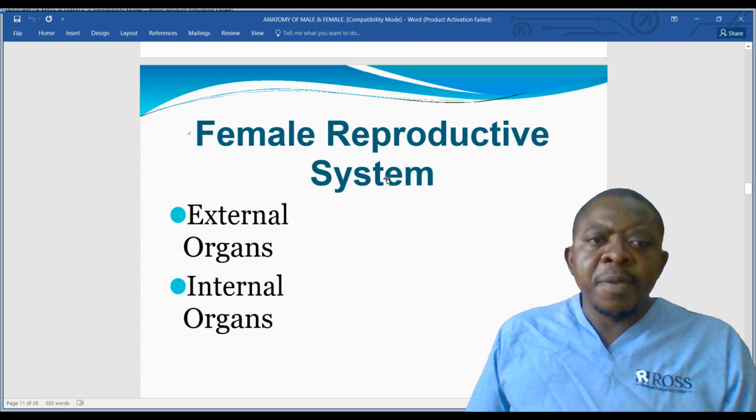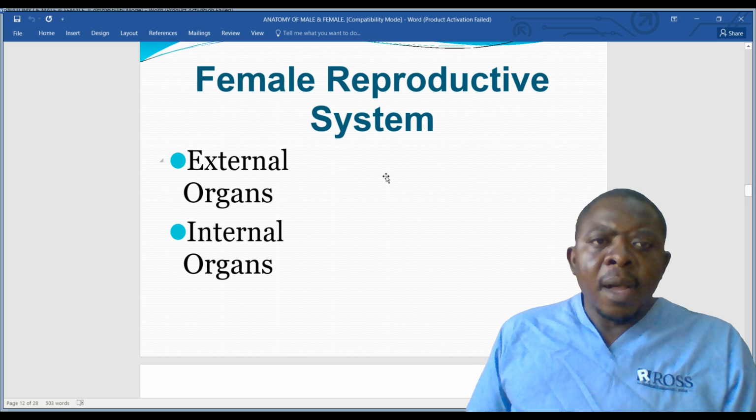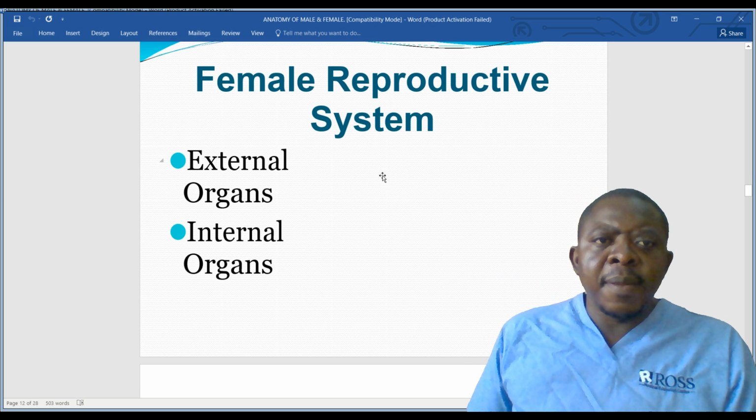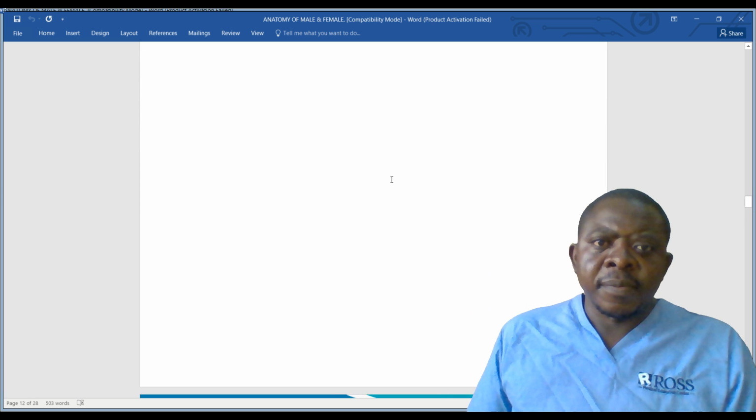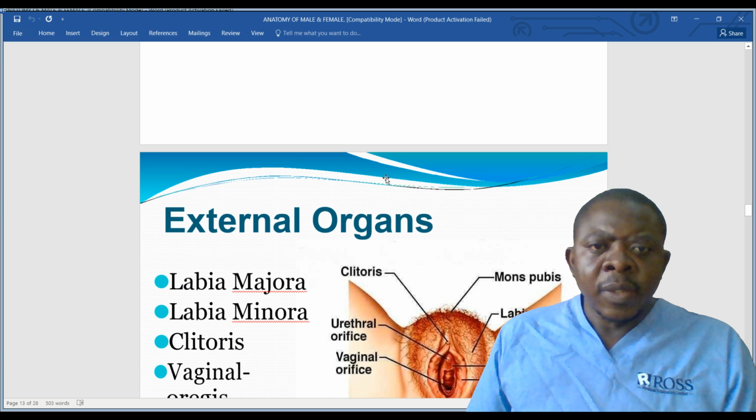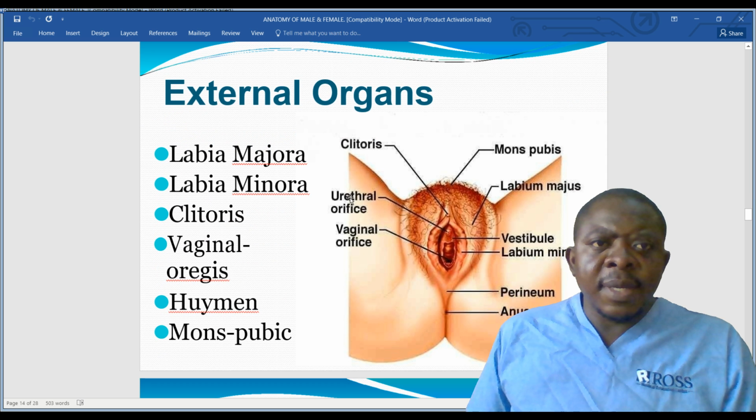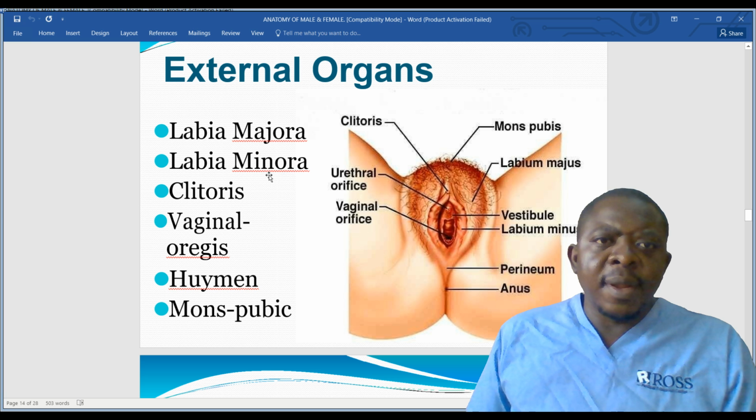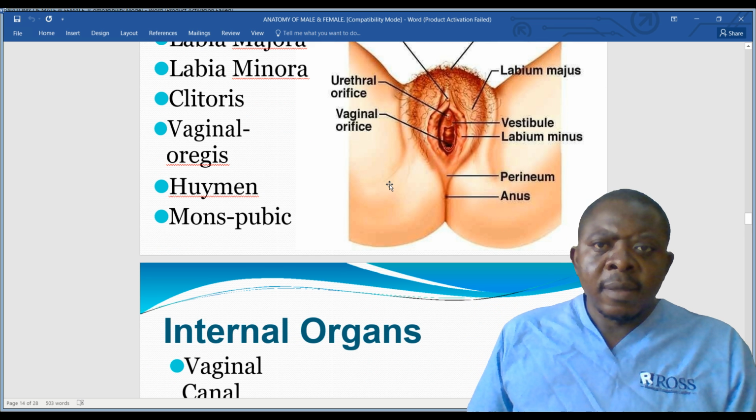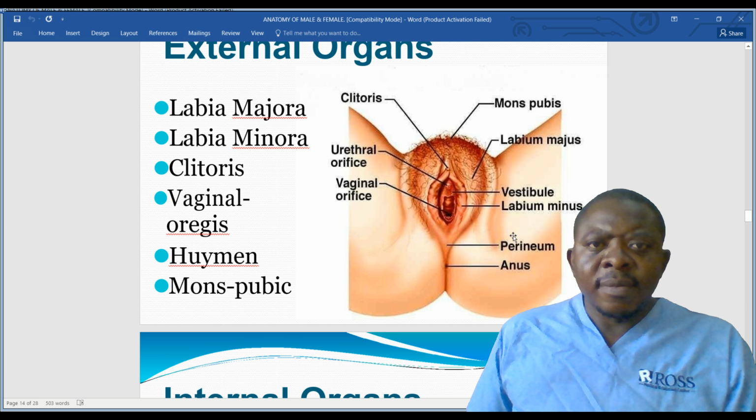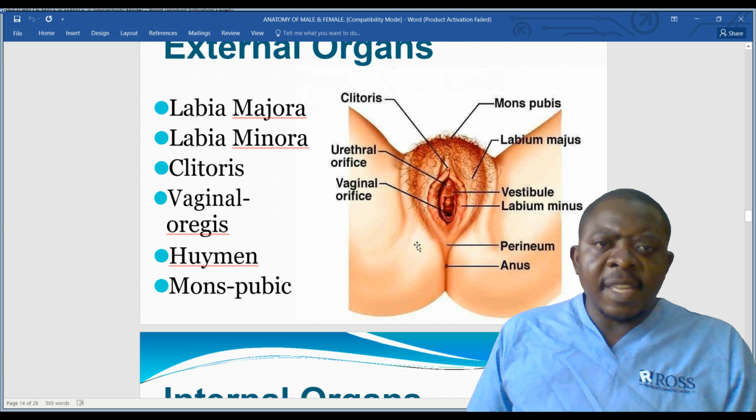Female reproductive system. Also for female, we have the external organs and the internal organs. So we have external organs, the labia majora, labia minora, clitoris, and vaginal orifice. Then we have the hymen and the mons pubis. So the representation of this has been shown in the diagram.